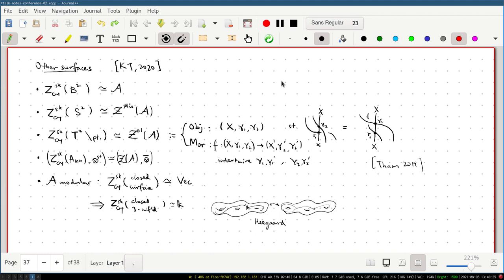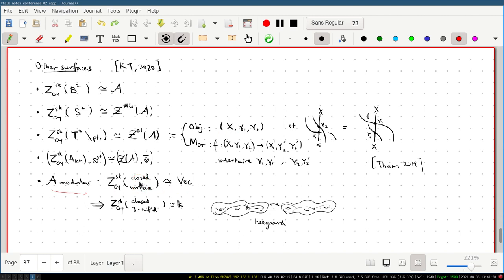And finally, let me end by just describing the result for other surfaces, and I don't have time to go into the details. For the disk, obviously, we associate the original category. For a sphere, we actually get the Müger center of A. For the punctured torus, it's equivalent to something I call the elliptic Drinfeld center, and this is again defined in my previous work. The objects are triples: an object with two half braidings, and the half braidings commute in certain ways. We discussed the annulus case, and finally, when A is modular, for a closed surface, the skein category is trivial.